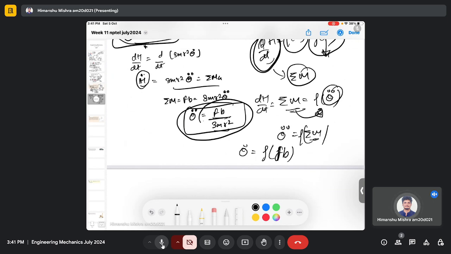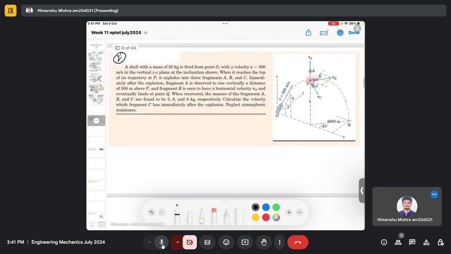So let's solve the next problem. Here a shell with a mass of 20 kg is fired from a point O with a velocity u of 300 meter per second in the vertical x-z plane.